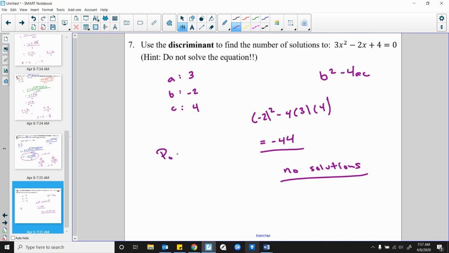So positive equals 2. Negative equals no. And 0 equals 1 solution. Okay, but in this case, I got a negative number, which means no solutions.